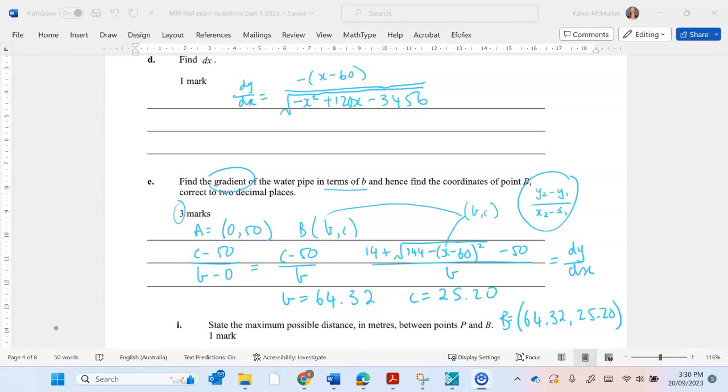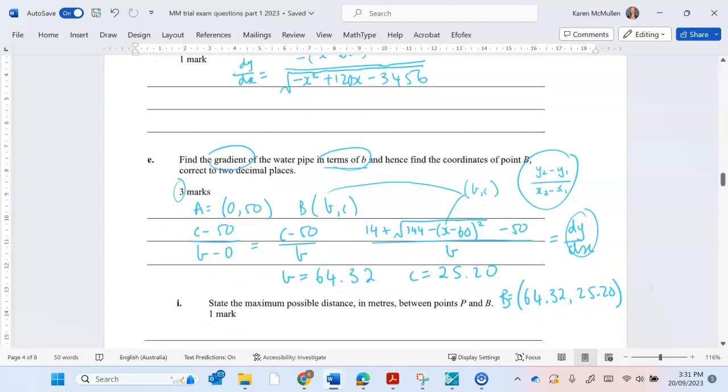Alright, so a lot of working out, a lot of work, and it is worth 3 marks. So I guess this in terms of B did help. When I was solving, I was like, oh, it's just too much going on here. So changing that x to B did help, and also for your dy dx to solve for B. And then once we got B, I could substitute that in to get C.